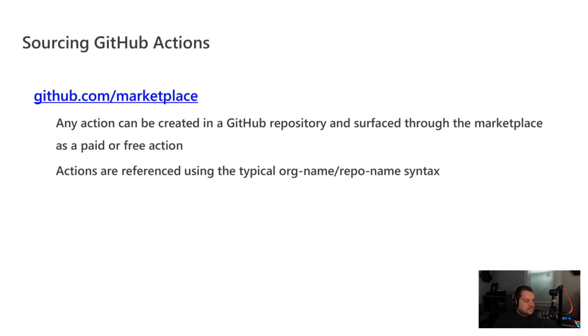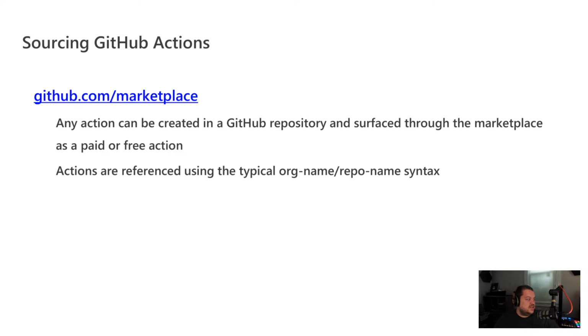That's the GitHub marketplace. See, anybody can create an action. They're essentially any repository that has logic that you can use within a workflow. It could be something you can use within a workflow for free, which is the majority of them, or it could be one you can actually sell to other services. The way they're referenced is just like referencing another repo: the org name and repo name.